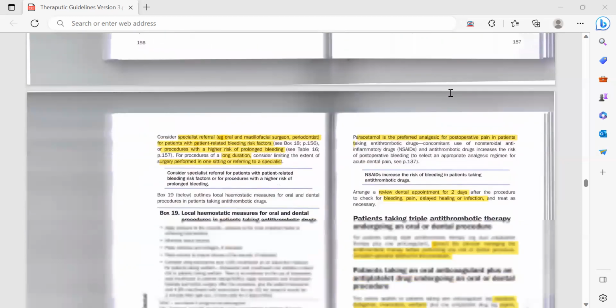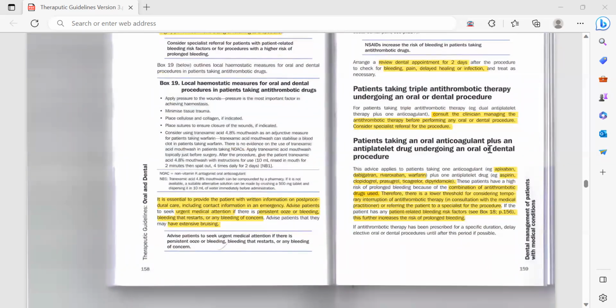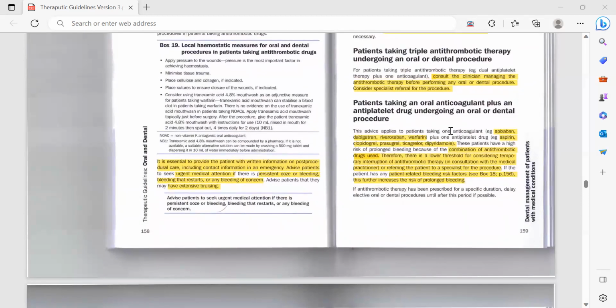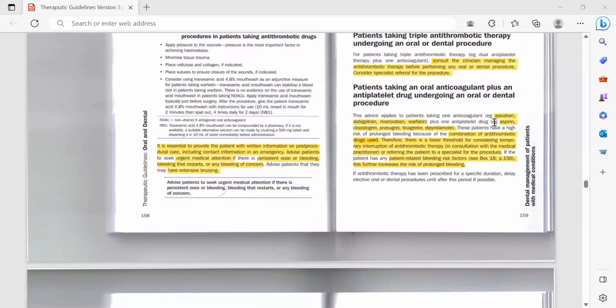So they are like that. So the advice applies to patients taking one anticoagulant plus one antiplatelet. The anticoagulant might be any of these. In the scenario they would tell you the patient is taking apixaban plus aspirin. They will not say anticoagulant plus antiplatelet; they will give you the name of the drug.